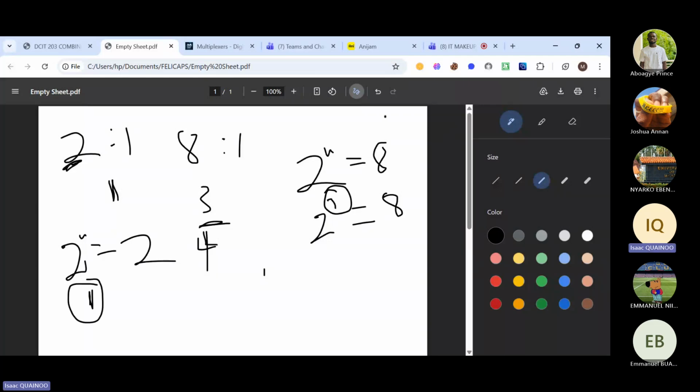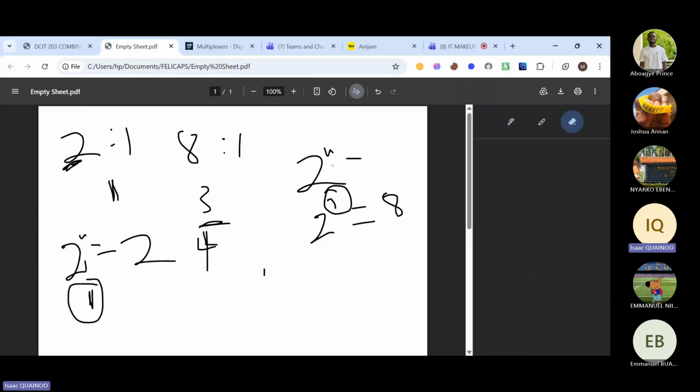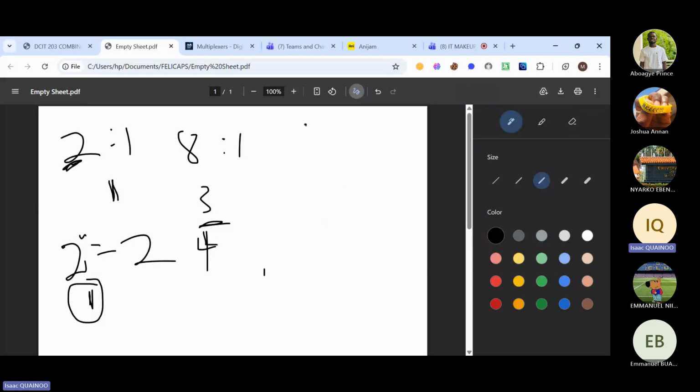So let me establish a relationship directly and simply. For a 2:1 multiplexer, you need 1 select line. For a 4:1 multiplexer, you need 2 select lines. For an 8:1 multiplexer, you need 3 select lines. For a 16:1 multiplexer, you need 4 select lines.